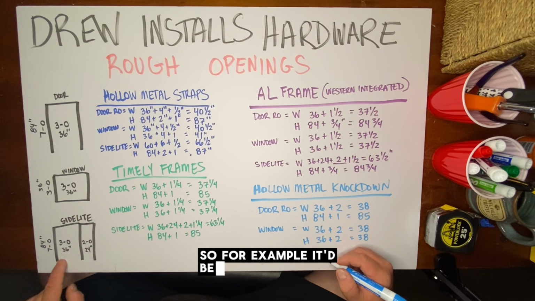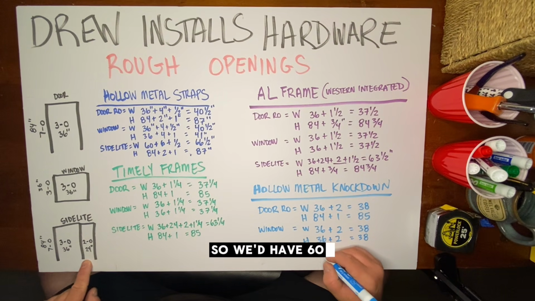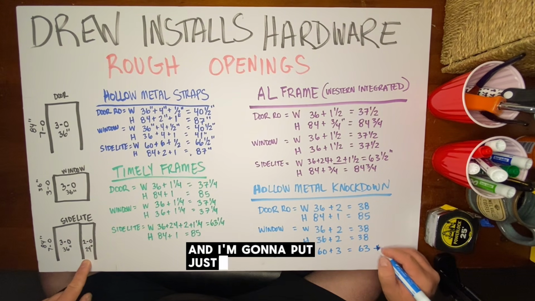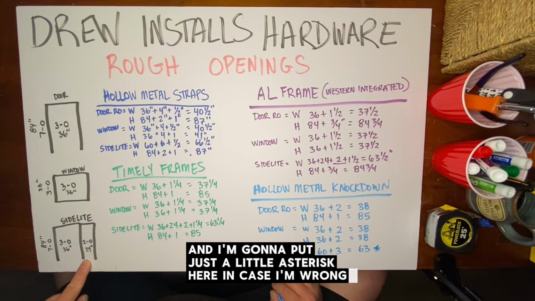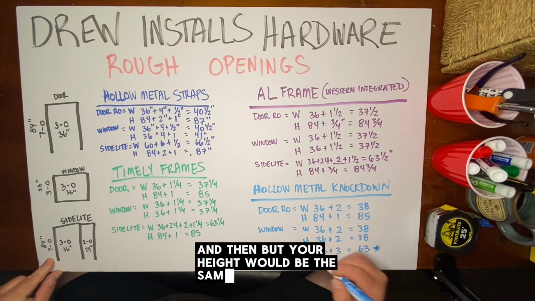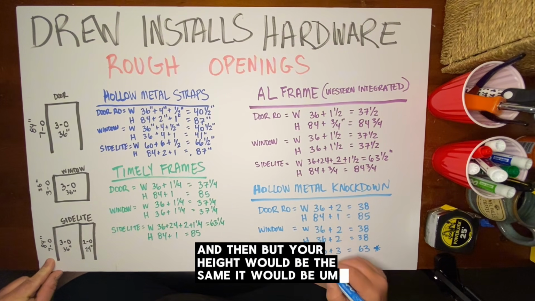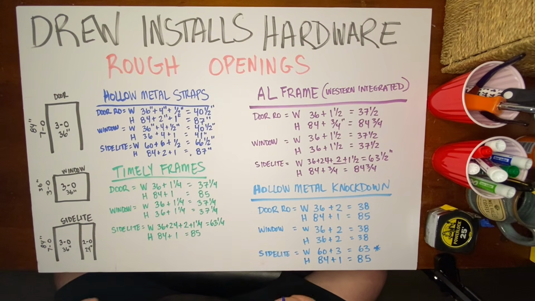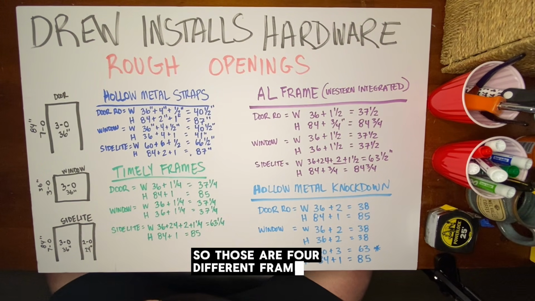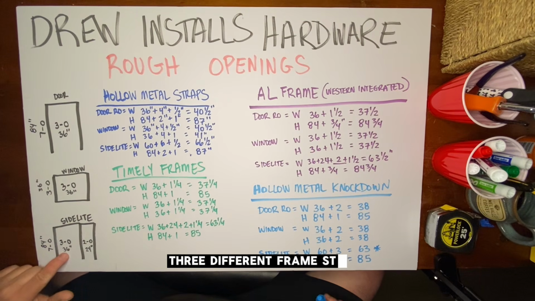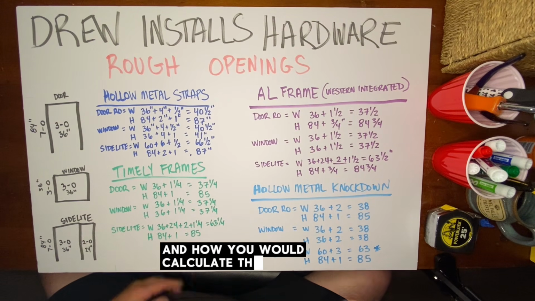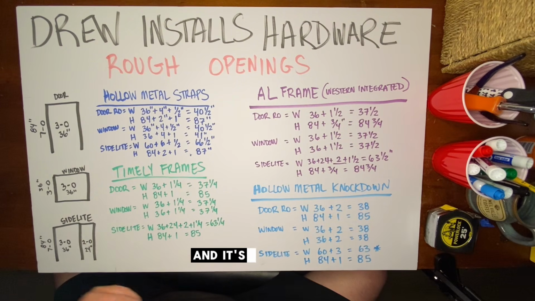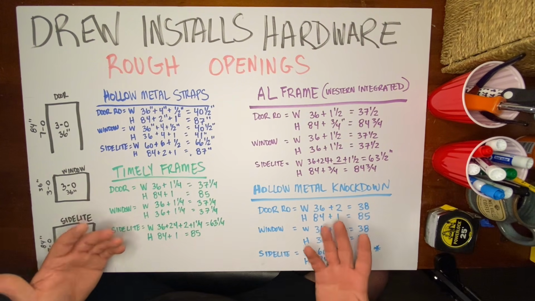So for example, it'd be 36 by 24, so we'd have 60. I believe it said to add 3 inches. And I'm gonna put just a little asterisk here in case I'm wrong. But your height would be the same. It tells us to add 1 inch for the height. So those are 4 different frame types, 3 different frame styles, and how you would calculate the rough openings for each of those. It's a good thing to know, and it's a question I get asked sometimes.